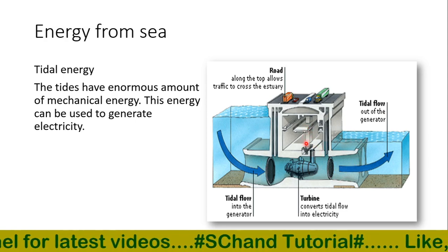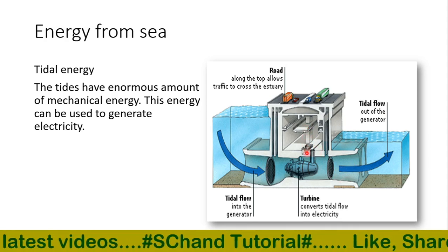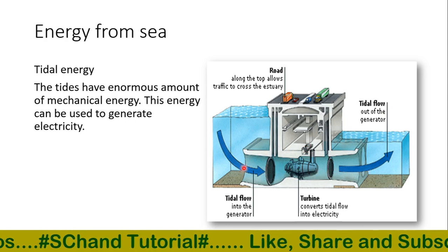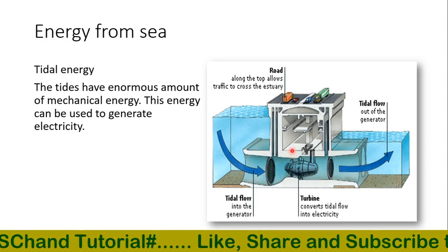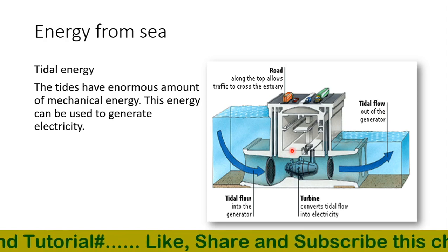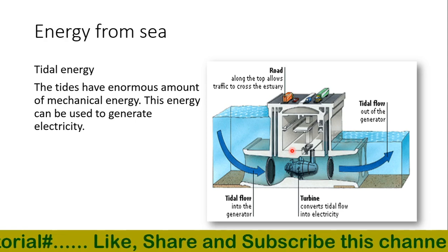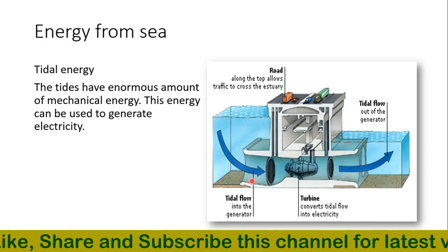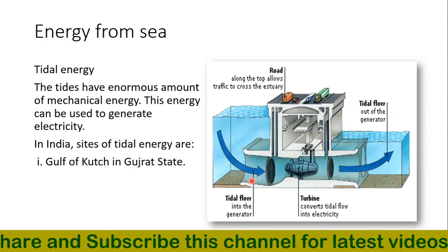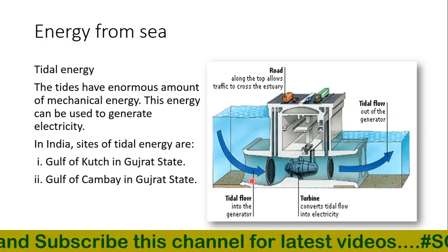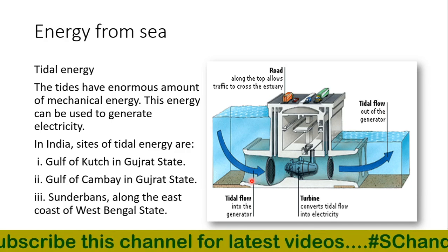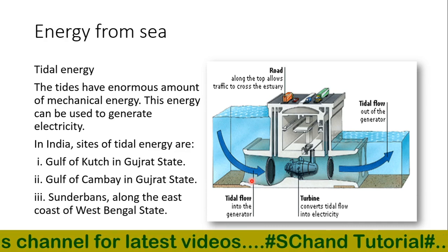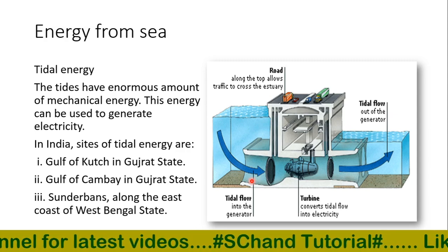Such tidal power plants have been constructed in Canada and France to convert tidal energy into electric energy. Although tidal energy is being generated in India also, three sites have been identified: the Gulf of Kutch in Gujarat, the Gulf of Cambay in Gujarat state, and the Sundarbans along the east coast of West Bengal state. So these are some sites where tidal energy can be used.